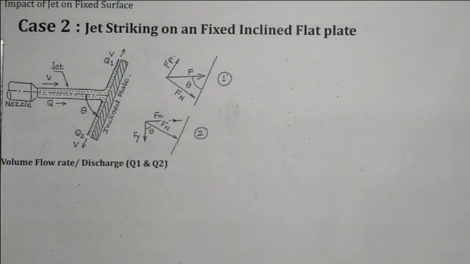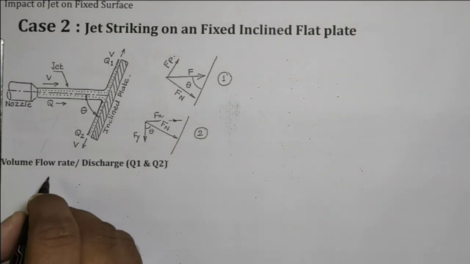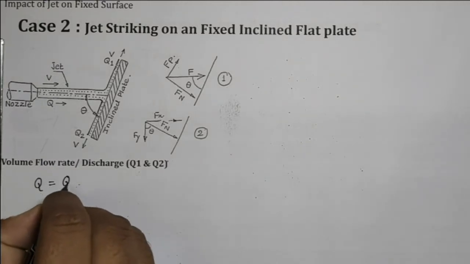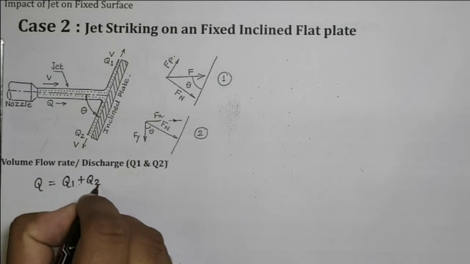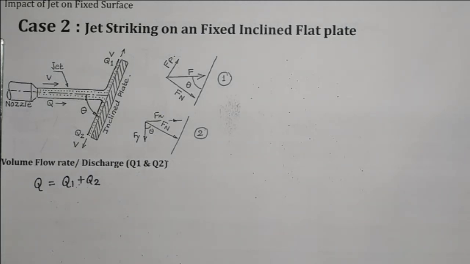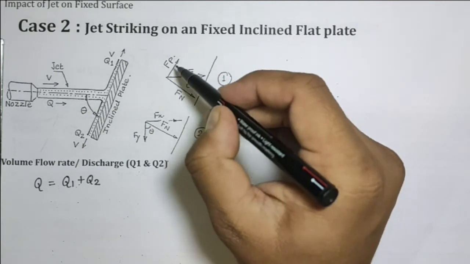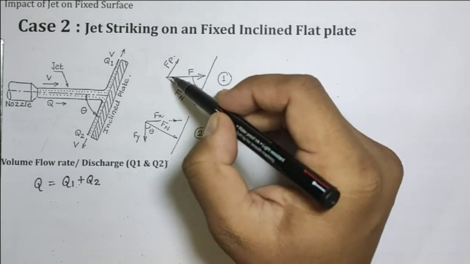Condition that Q is equal to Q1 plus Q2. So here we will first write down that Q, the total discharge, is equal to Q1 plus Q2. Now if we have such a condition, then this is what we call Fp, that is the force which is parallel to the plate surface.